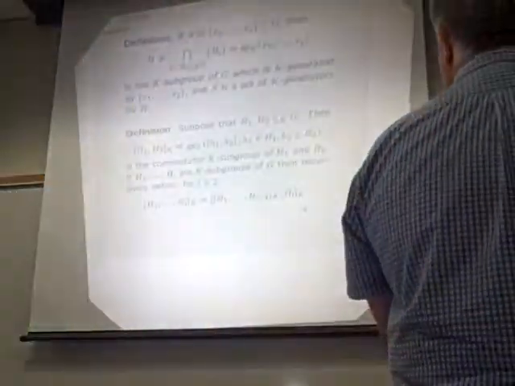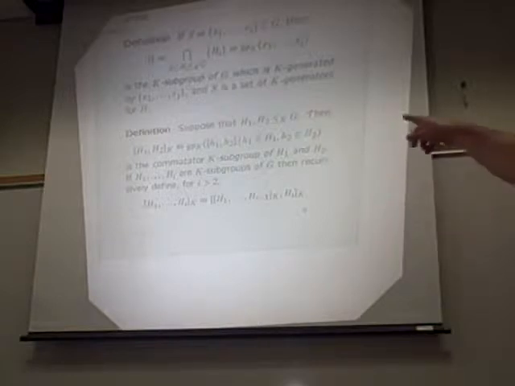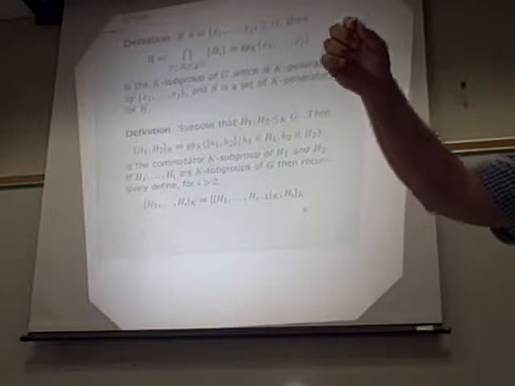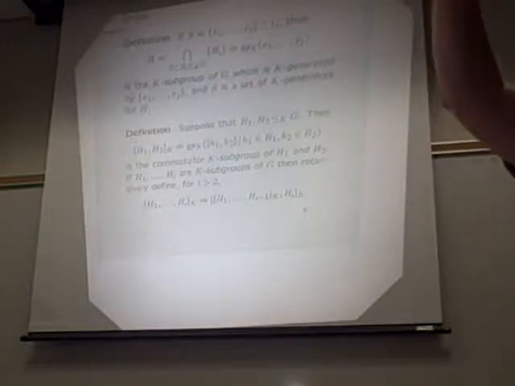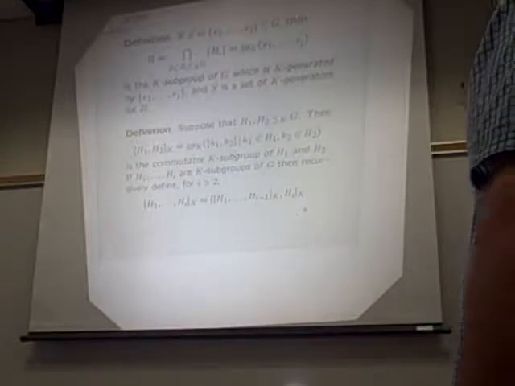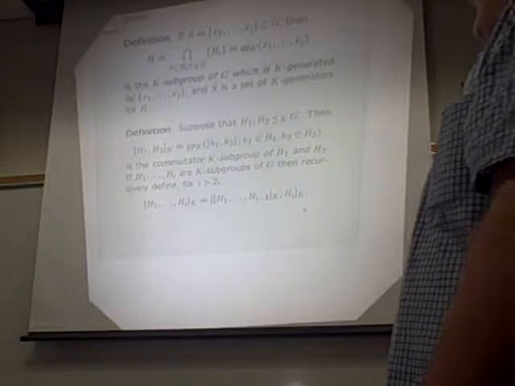Now suppose that we have two K subgroups in G. Then we can form what is called the commutator K subgroup. And by definition, that subgroup is the K group generated by all commutators [h1, h2]. By commutator, you know what I mean, right? Or should I say anything? You take h1 inverse, h2 inverse, times h1, h2. Okay? Commutators measure how far the elements are from being commuting elements.